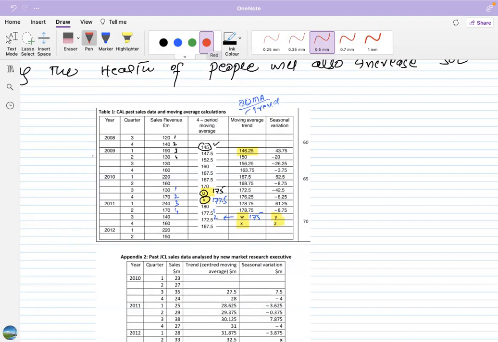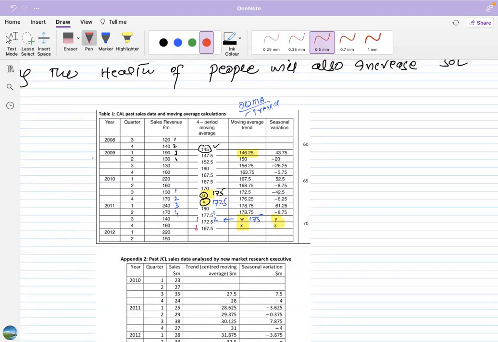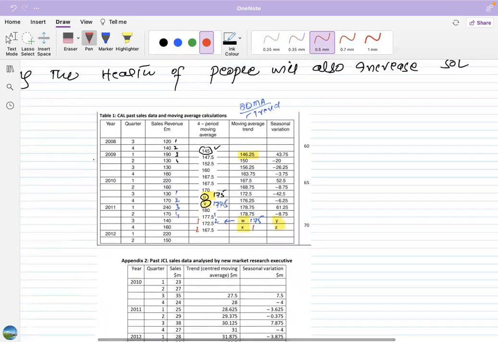This is the first value for X. This is the second value for X. It means 172.5 plus 167.5 divided by 2. The answer is 170. And what I told you for the seasonal variation, the formula for the seasonal variation is actual sales, I mean the sale revenue, minus trend.